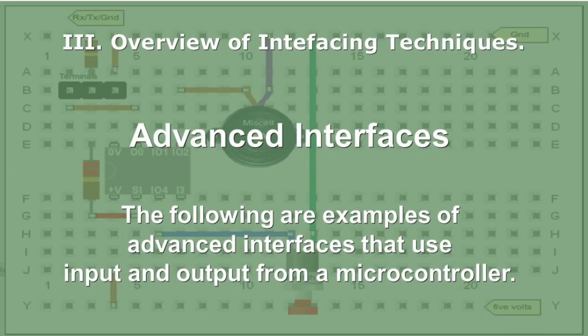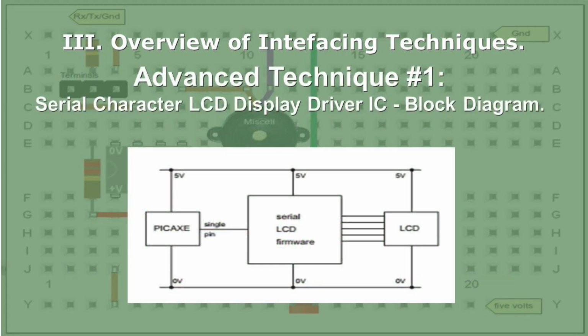Okay, here are a few advanced interfaces. Serial LCD. Now this is one you play with a lot in microcontrollers. It'll have a serial data stream going into the LCD, and the firmware or the driver chip will then control the outputs of the actual LCD itself. And typically these little cheap $5 displays, you can buy them on Amazon for that.